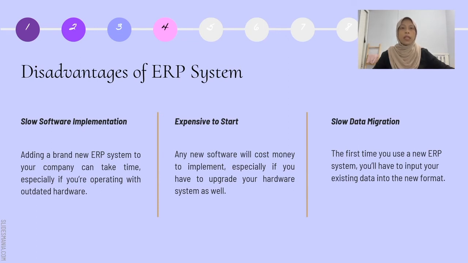Lastly, slow data migration. The first time when using a new ERP system, we'll have to input our existing data into the new format. Depending on the industry, this can take a lot of time to complete manually. The more data we have, the longer this process will take. Even digitized data will take time to feed into a new system. We have to double check no data is lost or duplicated during the migration process.